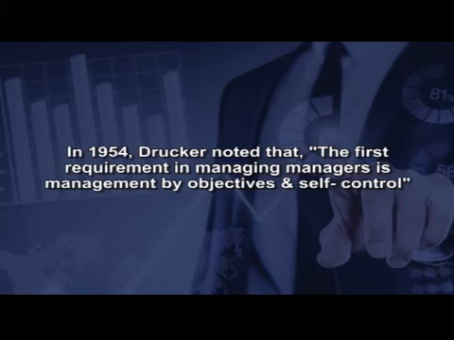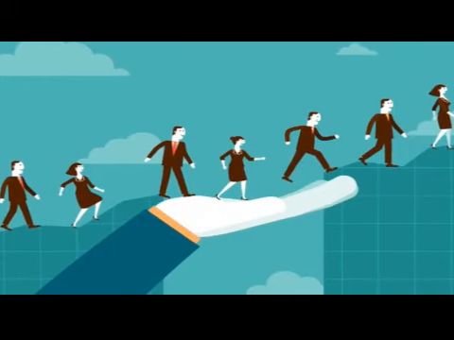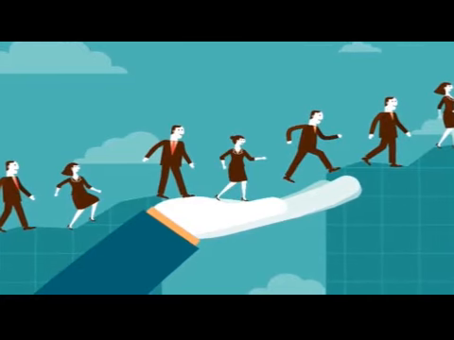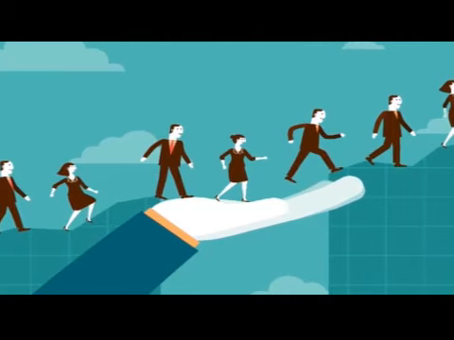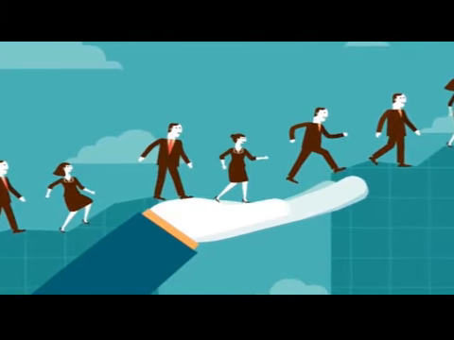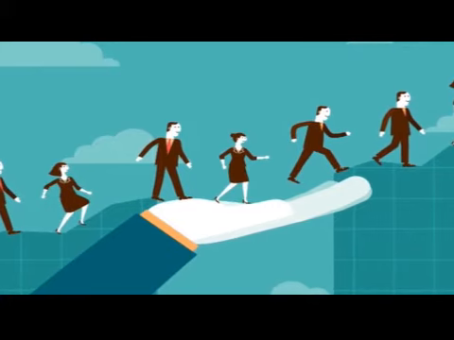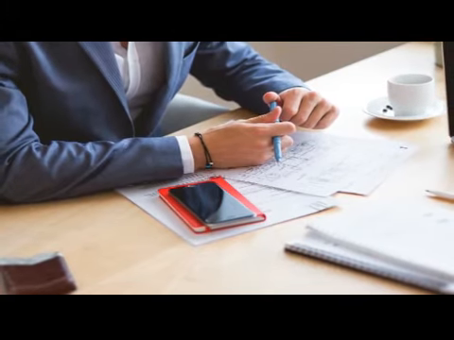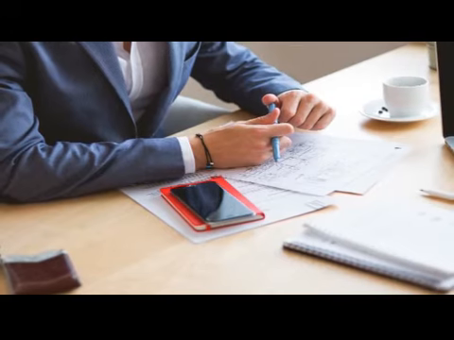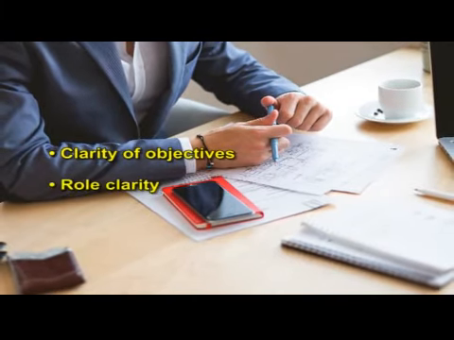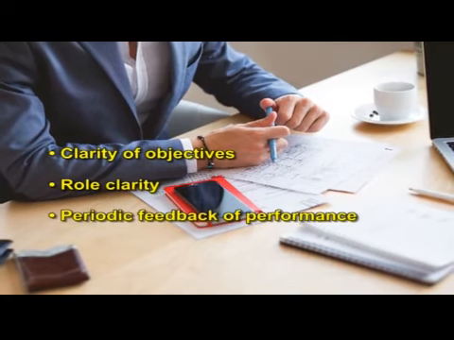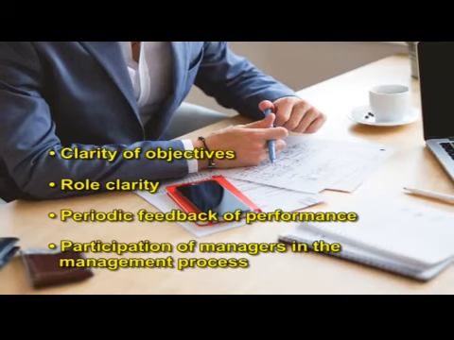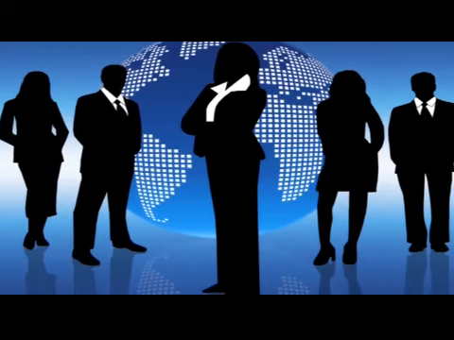In the year 1954, Drucker noted that the first requirement in managing managers is management by objectives and self-control. The main advantages of MBO are better management of organizational activities. By applying MBO, organizational resources and activities can better be managed, which shows improved results. How the performance of an organization can improve through MBO can be classified on the following five assumptions laid down by L.M. Prasad. These are clarity of objectives, role clarity, periodic feedback of performance, participation of managers in the management process, and clarity in organizational action.